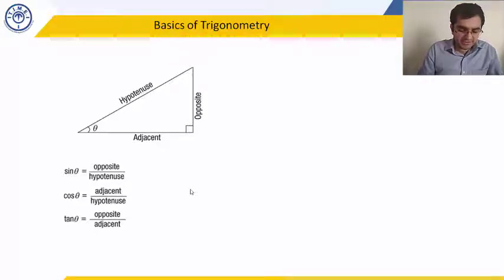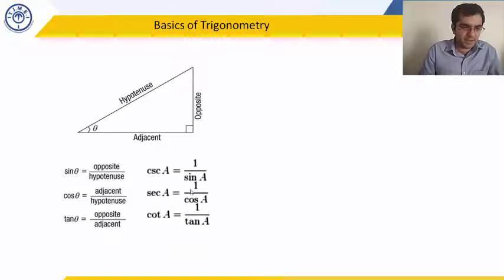The other three trigonometric ratios are simply reciprocals of these. That is cosec. This CSC is actually cosec, C-O-S-E-C. Cosec of any angle A is equal to 1 divided by sin A. Sec A is 1 by cos A, and cot A is 1 by tan A. So if you know these three trigonometric ratios, then you know the other three as well.